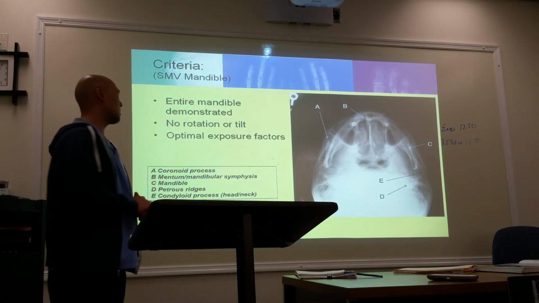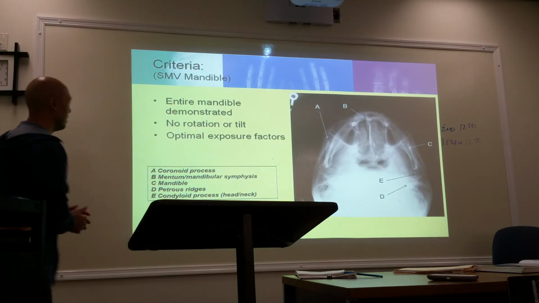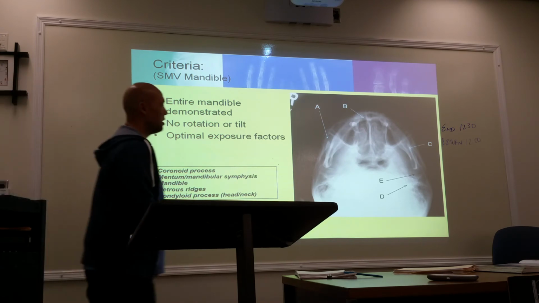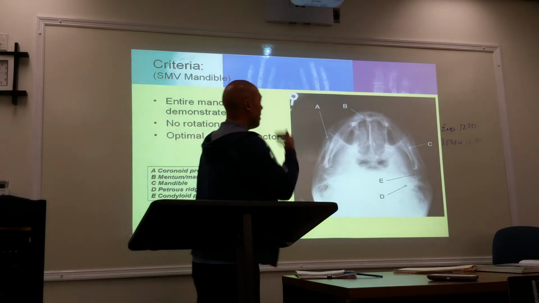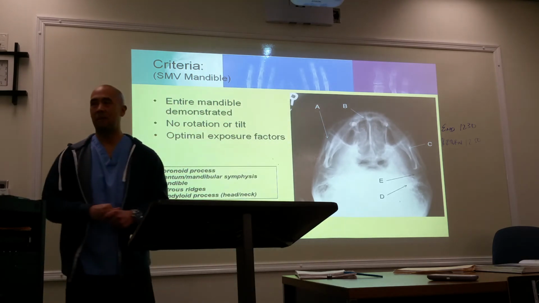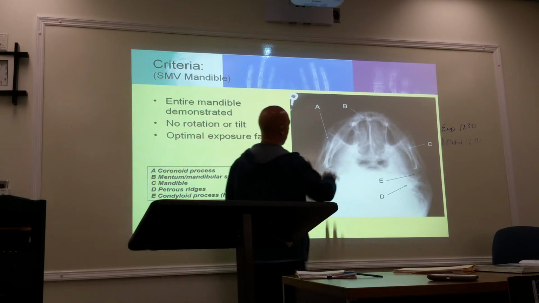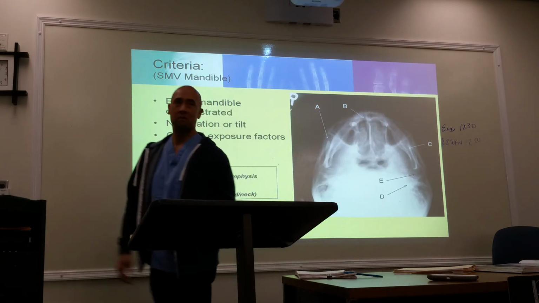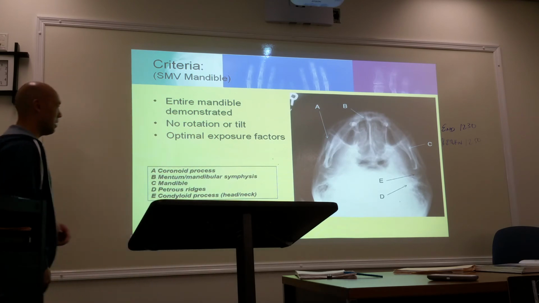Okay, the entire mandible is demonstrated with no rotation or tilt, again with optimal exposure factors. So again, you get a good SMV when the mental area is superimposed with the frontal. If you are seeing any signs of the frontal bone over here, that means you're not getting a true SMV. So they need to extend their head a little bit more.